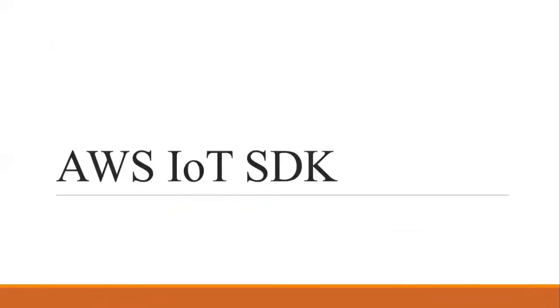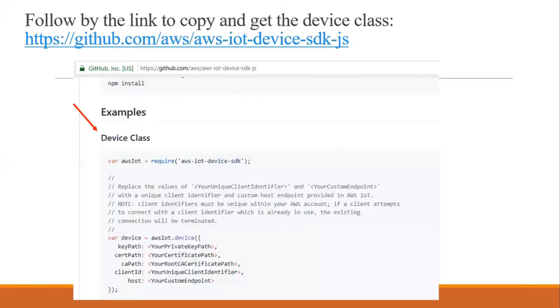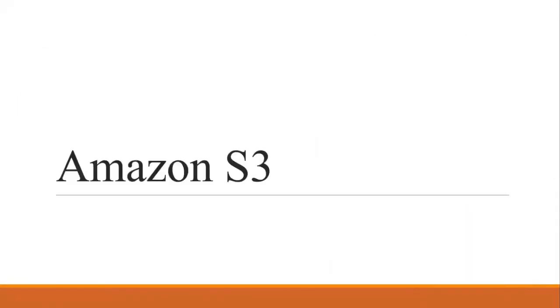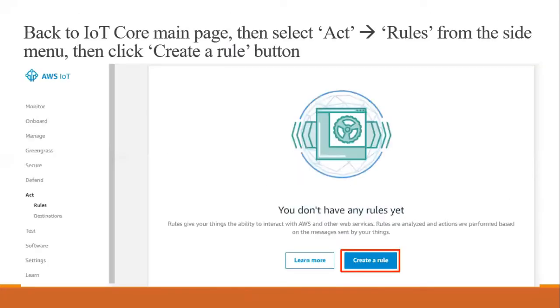And we go to the AWS IoT SDK. This is the important step during this user manual, during this assignment. The IoT SDK is used to do the connection between the device and IoT Core. And here is the step. And then we go to the S3. Amazon S3 is the storage, and we have to use it to store our data. And here are all the steps.